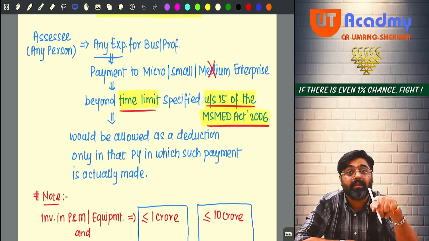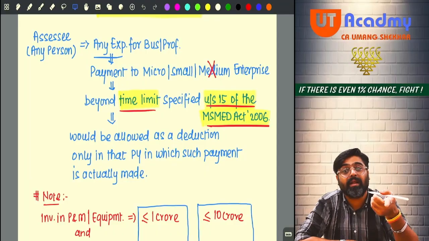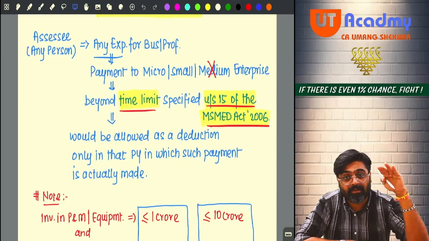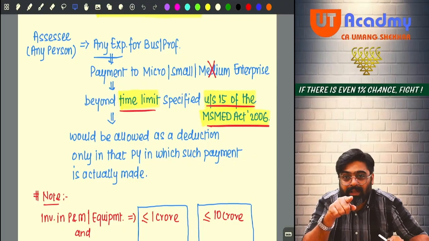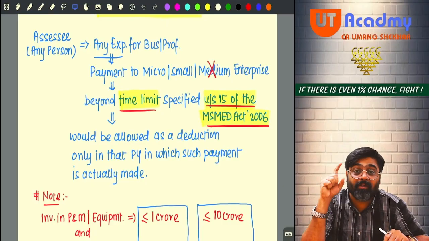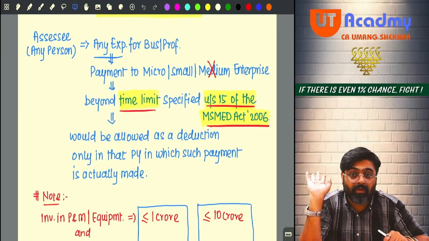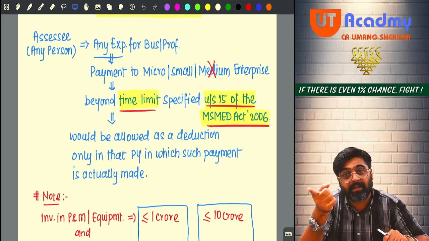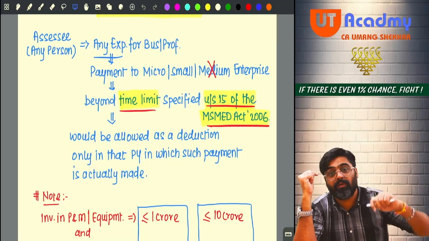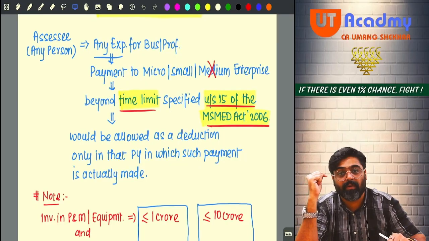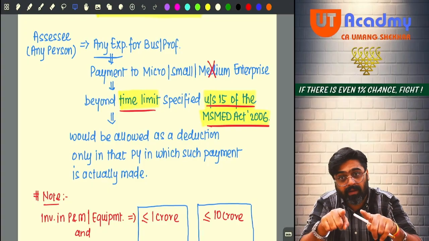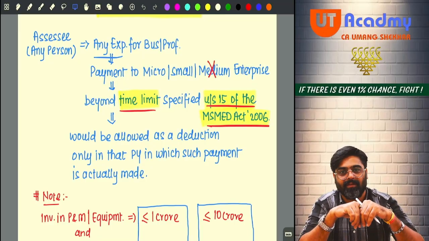But that time given in the agreement in writing cannot be more than 45 days, as per the MSMED requirement, so that small enterprises are not exploited by big enterprises. Otherwise, the big enterprise will say, okay, we will make an agreement, but write 90 days, write 120 days, and we will pay you within that time. No. The agreement should specify a period, but that period should not be more than 45 days.